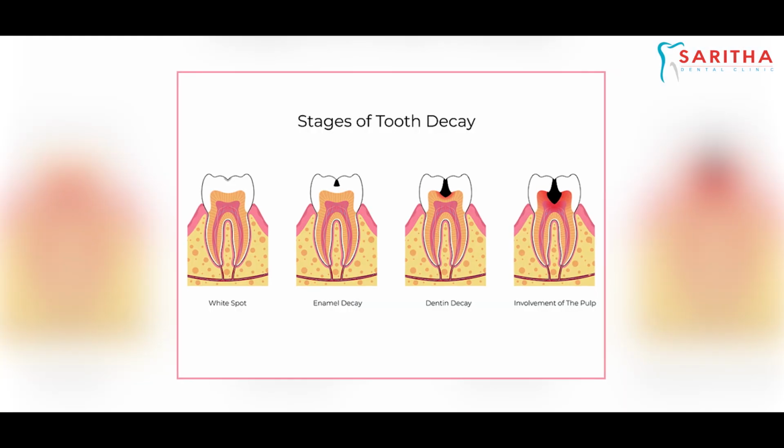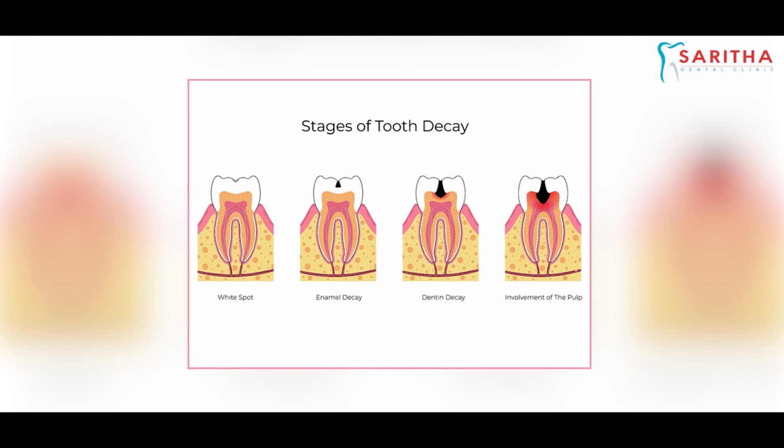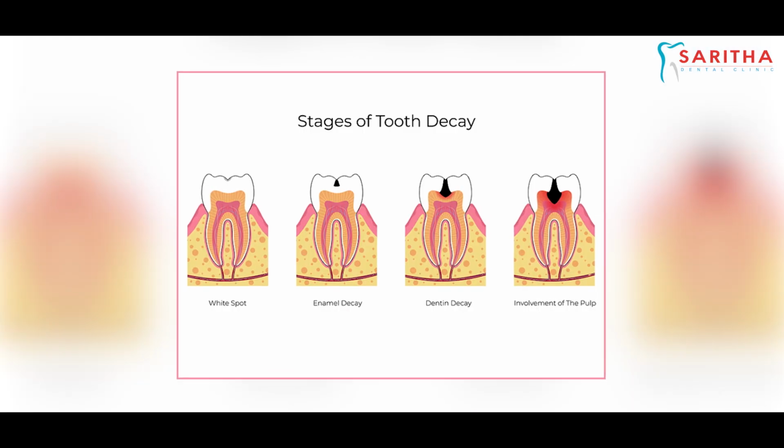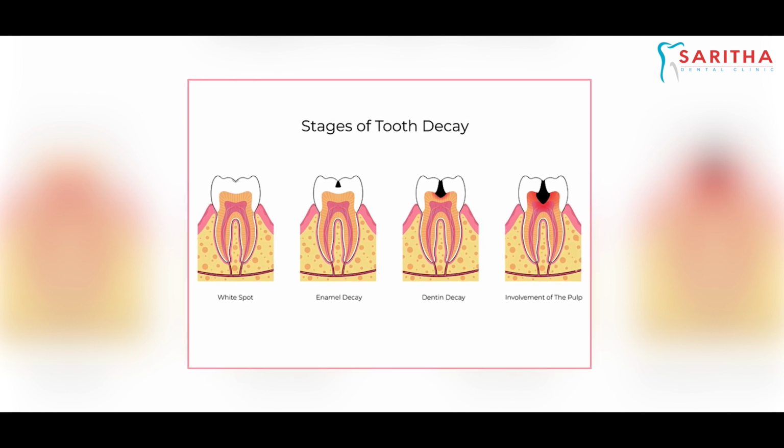Now, when a cavity enters your enamel, it can be treated by just a normal filling. When a cavity reaches your dentin, there are a few additional procedures to do along with the normal filling, but it can still be treated with a normal filling. But when a cavity enters into the pulp, then we cannot do a normal filling. You have to get root canal treatment.